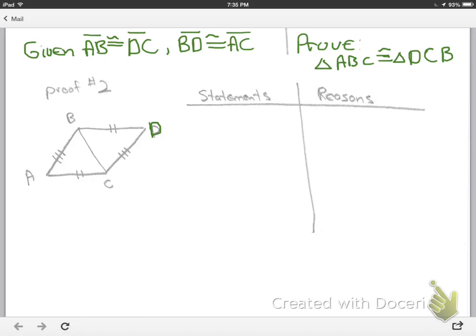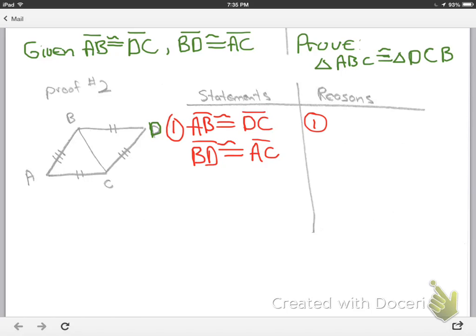So our first step, as always, is to get the given in here. Okay, so the given is that AB is congruent to DC, and that BD is congruent to AC. Just the congruent segments we see in the diagram. Given.